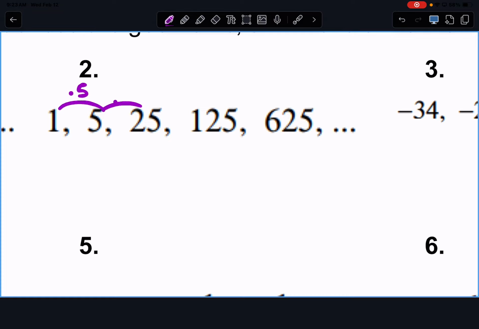Multiply by 5. So that makes it geometric. If you get added, it's arithmetic. Yep. So it's times 5 each time.